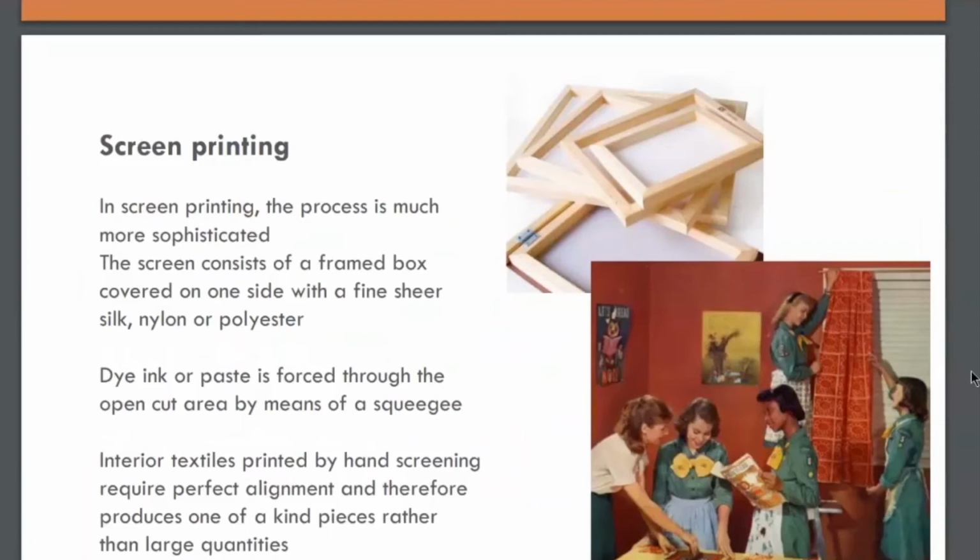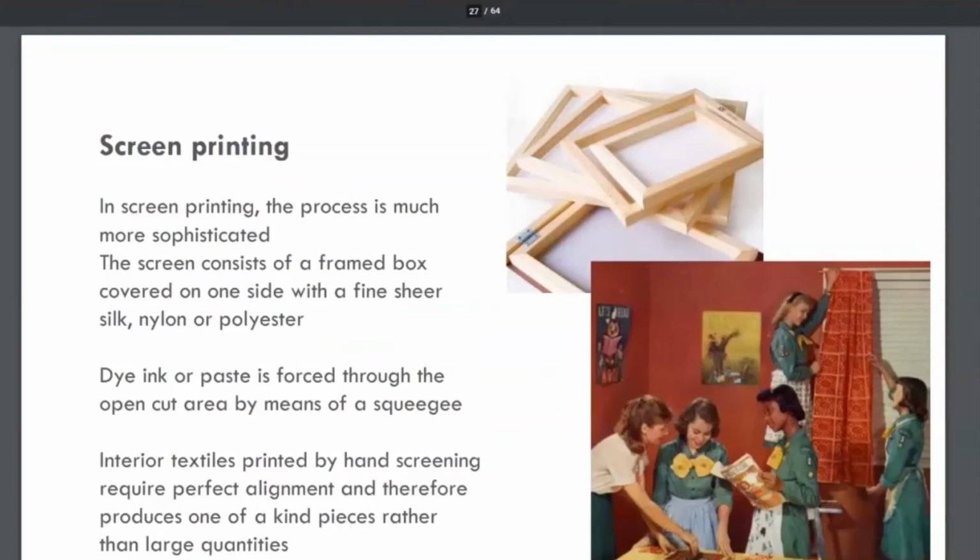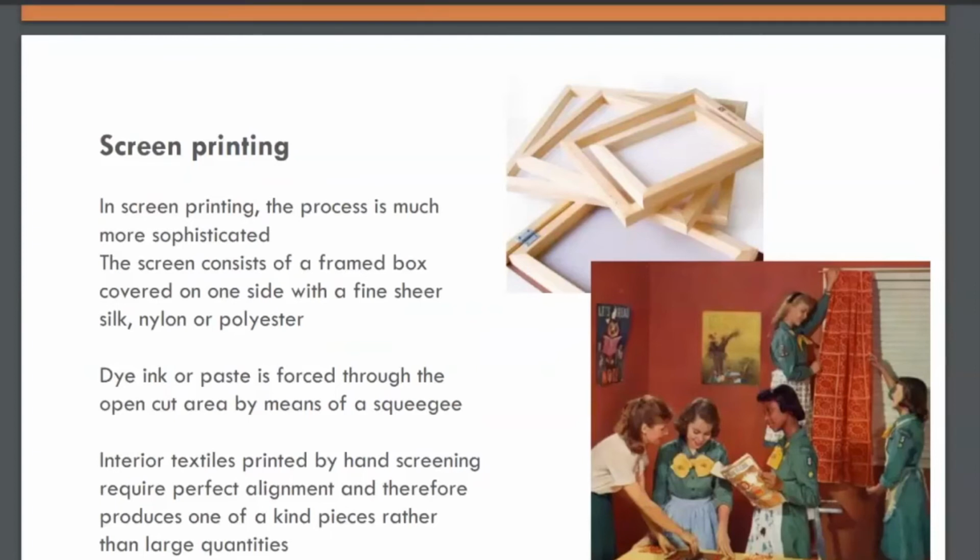And some of us might have actually done some hand screen printing. So you see a 1950s Brownie troop on the right, or Girl Scout troop. They're printing on top of a yellow or gold color field or ground fabric. In screen printing, the process is much more sophisticated than we looked at with the stencil.